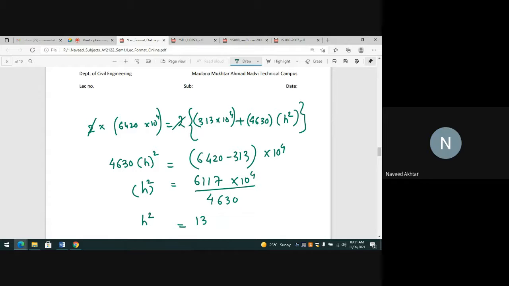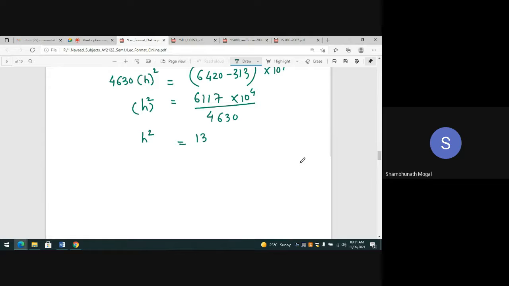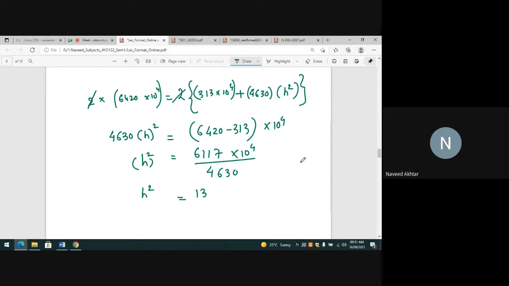6420 minus 313 is 6107. So 6107 into 10 raised to 4 divided by 4630 is coming 13190. H is equal to under root of 13190. It is coming 114.85.